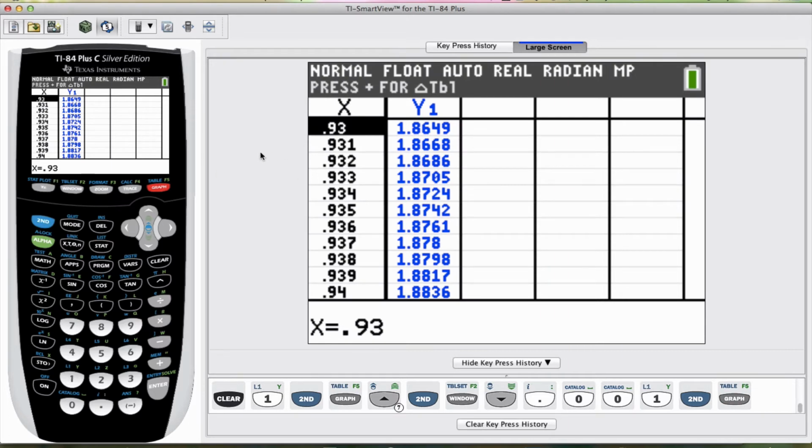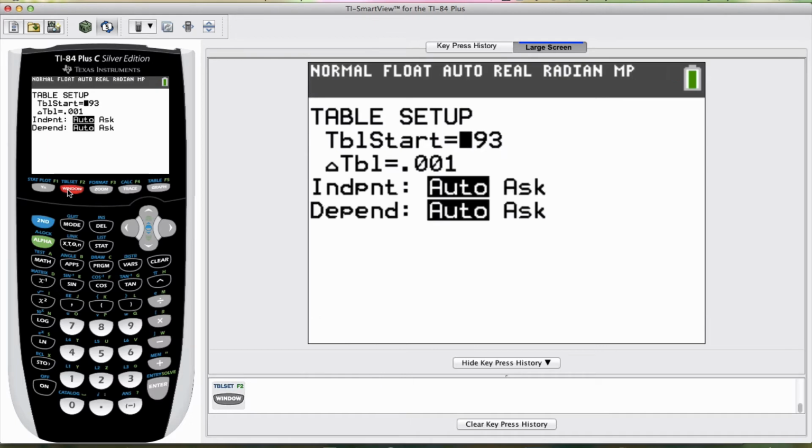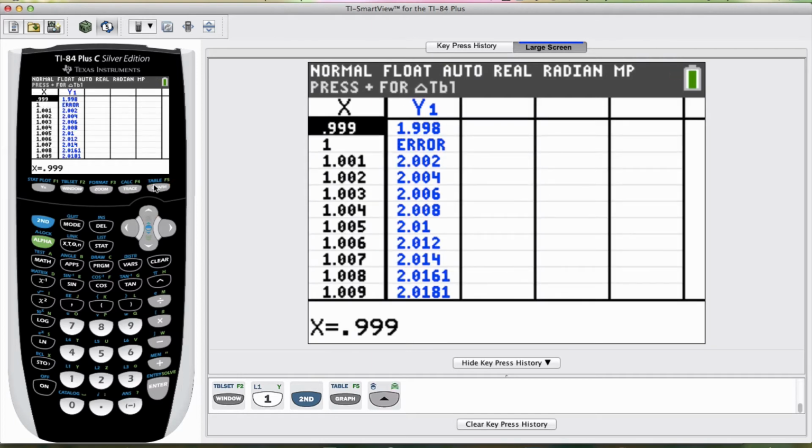Okay, notice once again I forgot to change my starting value, so it's giving me these x values. So I'm going to go back to my table setup again and put in 1. Okay, so when I look at that table, when I move up, I think this is close enough for us to see that it appears that the limit of x cubed minus x squared plus x minus 1 over x minus 1 as x approaches 1 is going to be 2.